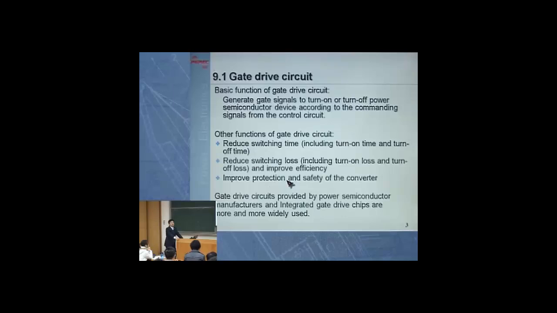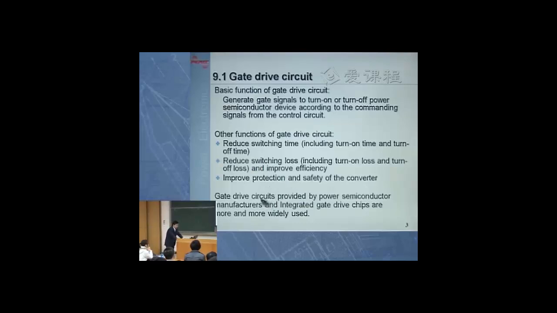With better designed drive circuit, you can quickly shut down the power converter through the gate drive circuit once you detect there's a failure. There is an overcurrent or overvoltage happening in the power converter. So you quickly shut down the power converter in the gate drive.